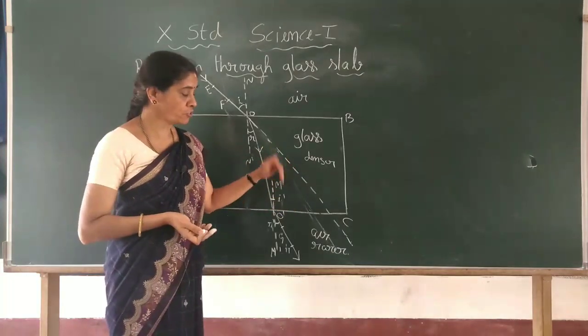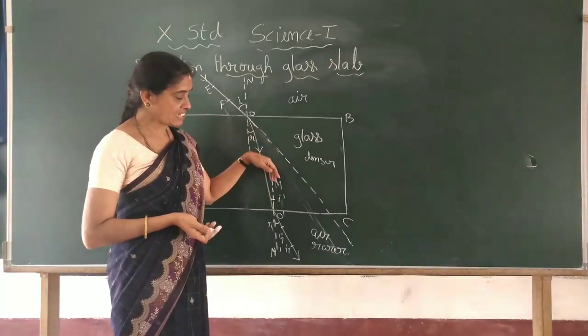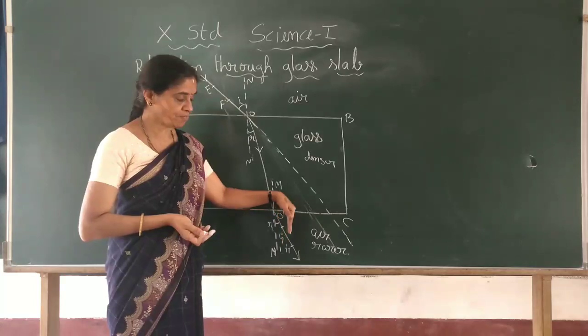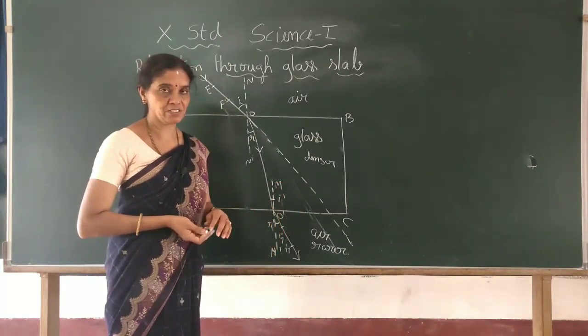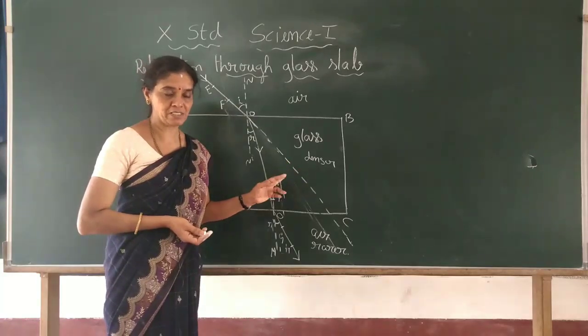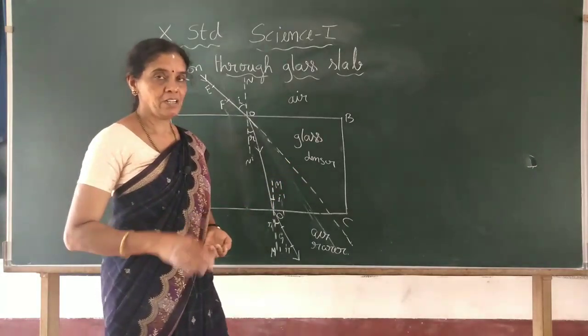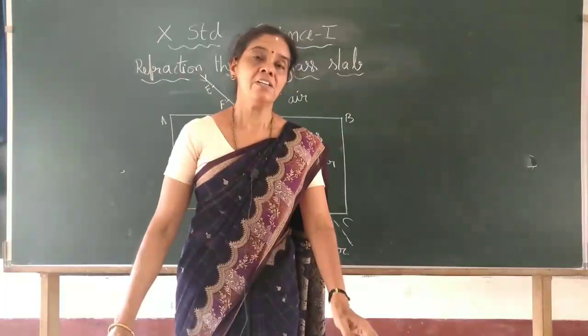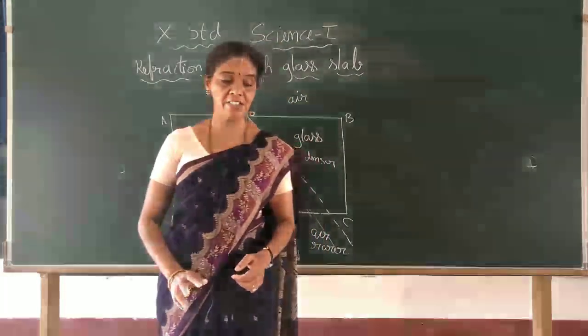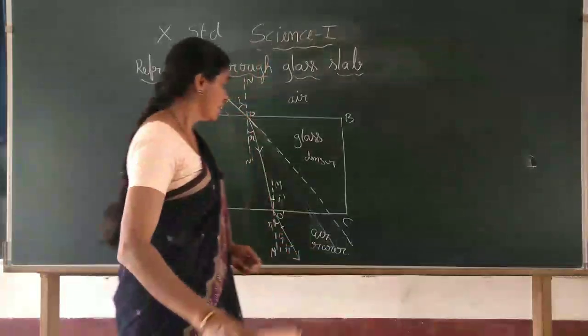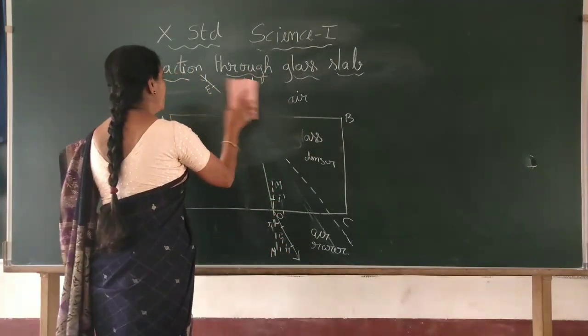Okay, and you also observe here that through the glass slab, a lateral shift in the position of the ray takes place due to refraction. Two times refraction takes place. That is the experiment, refraction of light through the glass slab. Okay, children. Next we will learn about lenses.